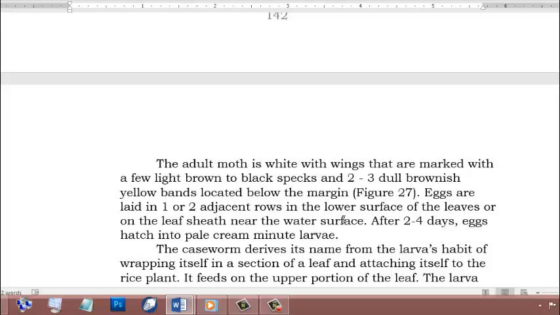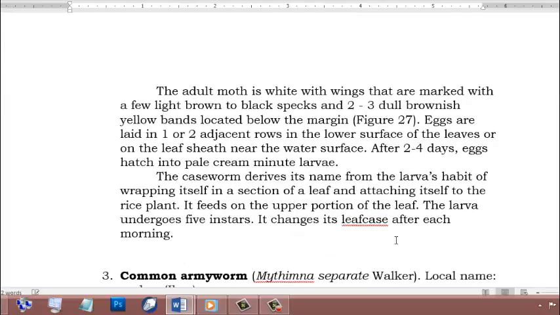Eggs are laid in 1 to 2 adjacent rows on the lower surface of the leaves or on the leaf sheath near the water surface. After 2 to 4 days, eggs hatch into pale cream minute larvae. The caseworm derives its name from the larva's habit of wrapping itself in a section of a leaf and attaching itself to the rice plant. It feeds on the upper portion of the leaf. The larva undergoes 5 instars. It changes its leaf case after molting.